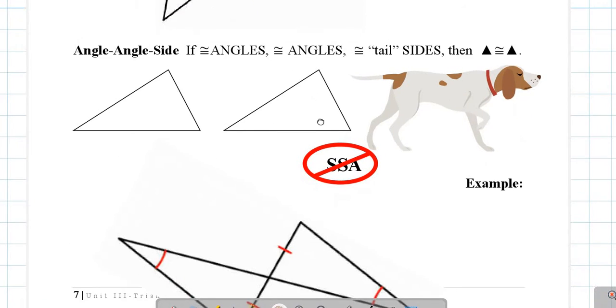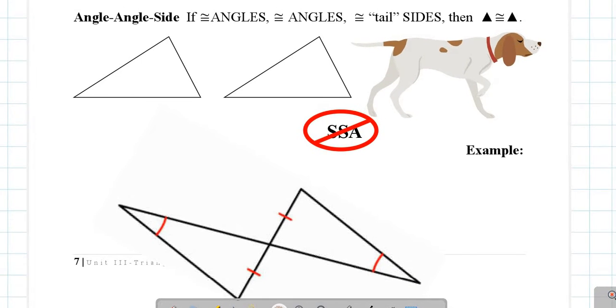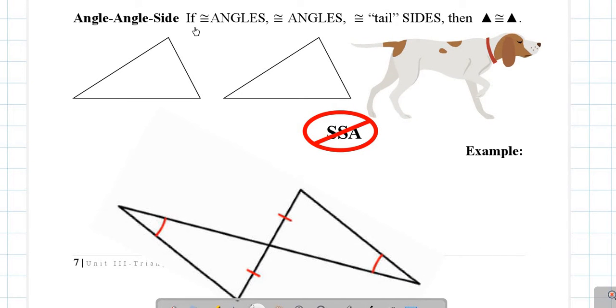Now this last one says if you have a pair of congruent angles, then another pair of congruent angles, and then a congruent pair of what I call tail sides, then the triangles are congruent. This spells angle, angle, side, or side, angle, angle. Let me show you what I mean.